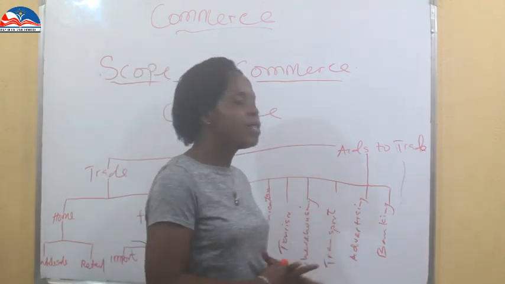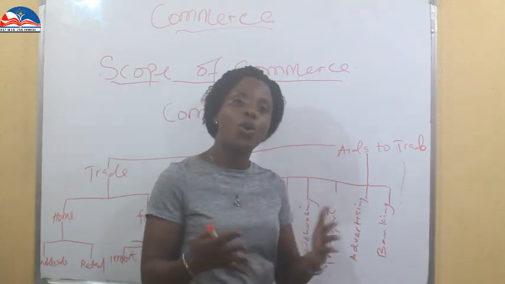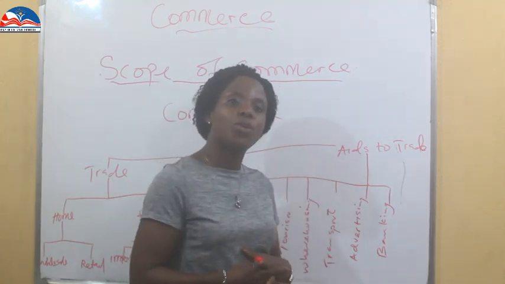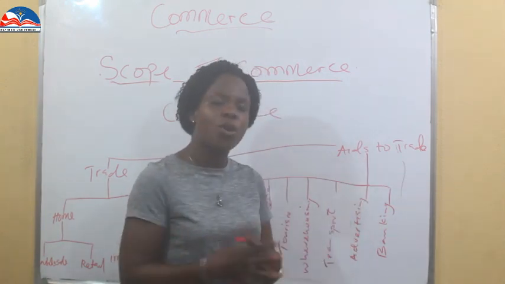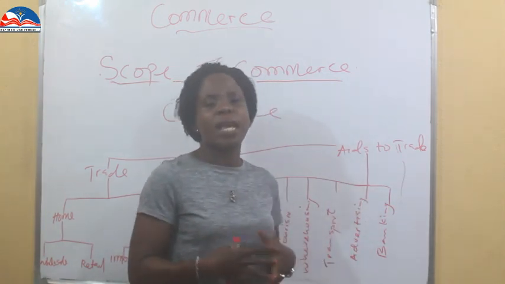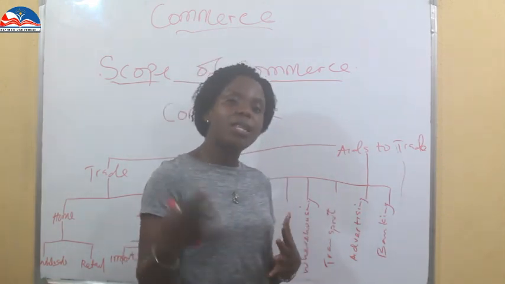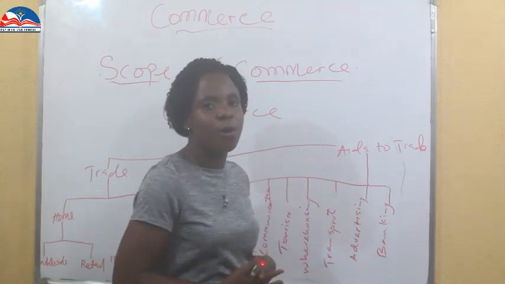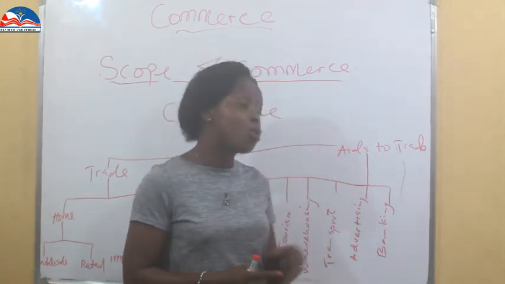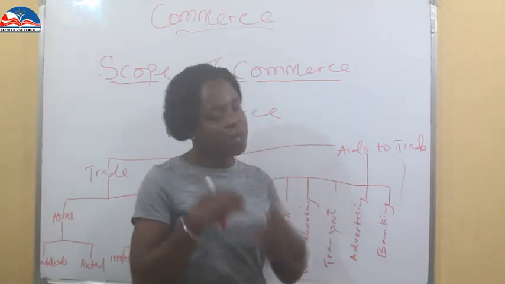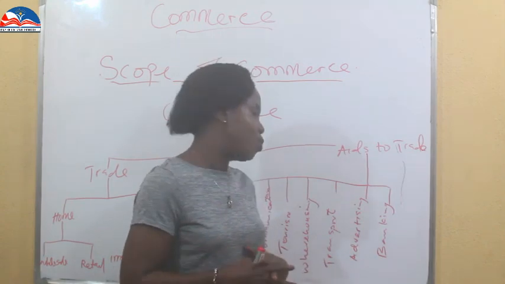Then we have advertising. Advertising has to do with letting the public know that we have a particular product. It can be word of mouth, it can be through jingles, it can be through television, radio, or whatever means, so that they can know that we have a particular product on hand that we are selling. That creates an awareness to the general public that we have products on hand that can satisfy their wants. So advertising helps our products to get to our final consumers.